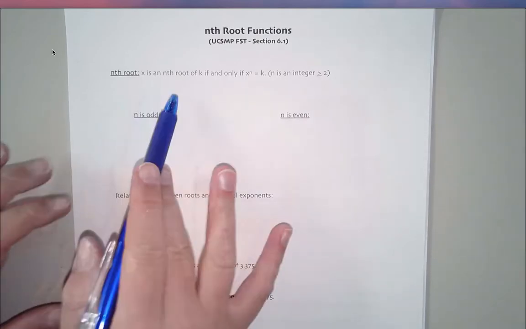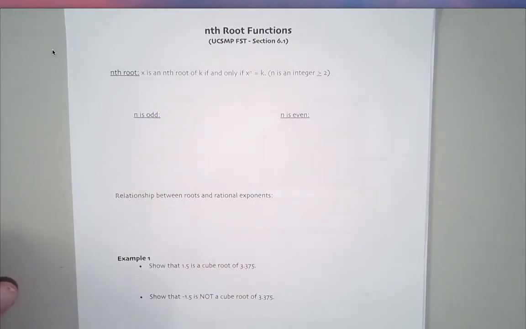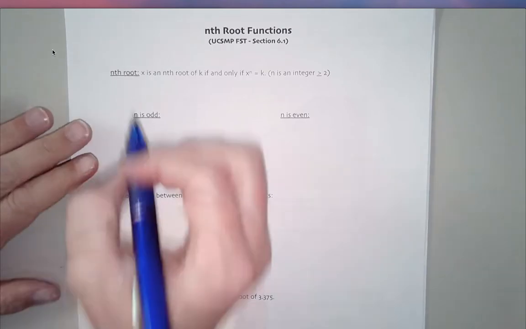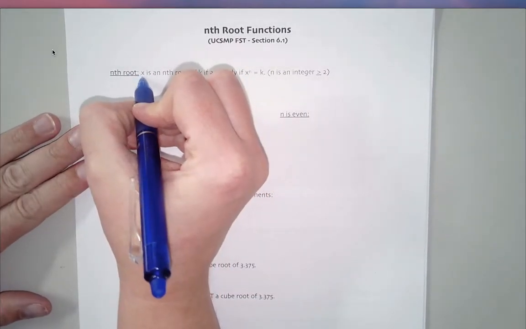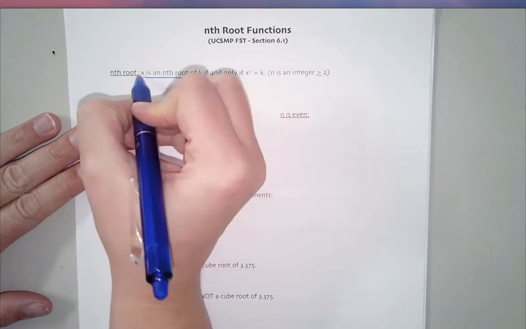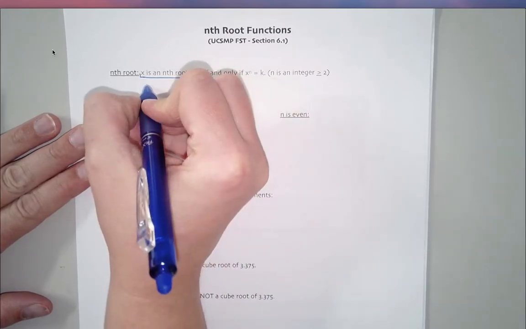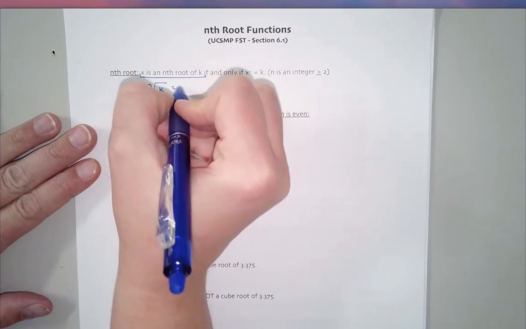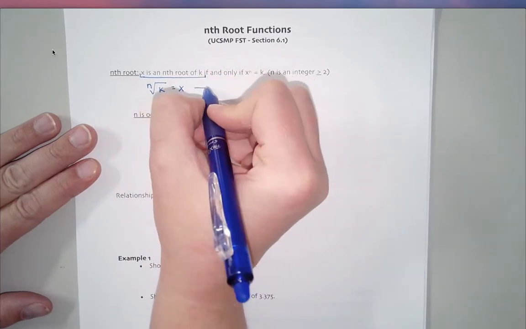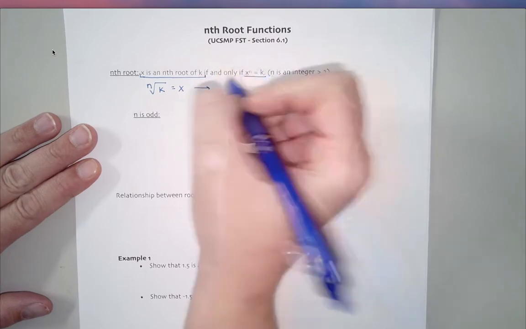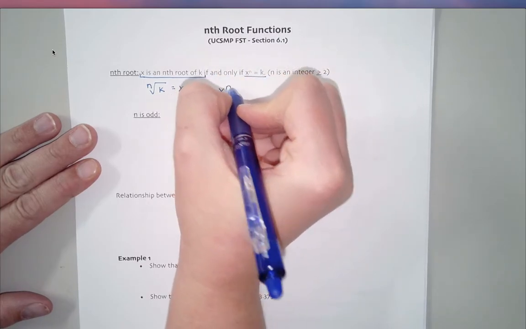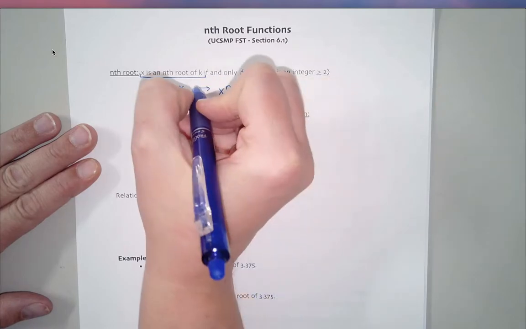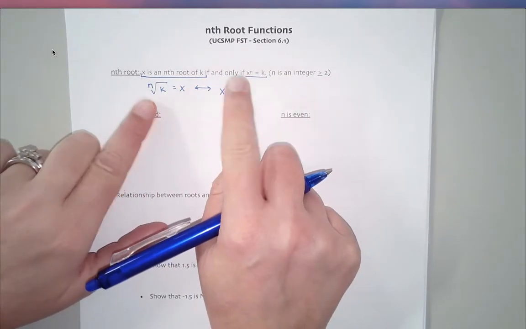Starting with this definition of nth root, x is considered an nth root of k if and only if x to the power of n equals k. I know that sounds confusing, but if I write this out here, x is an nth root of k really means that if I do the nth root of k and get x, then this thing here must be true, that x to the power of n equals k. These two things are saying the same thing.